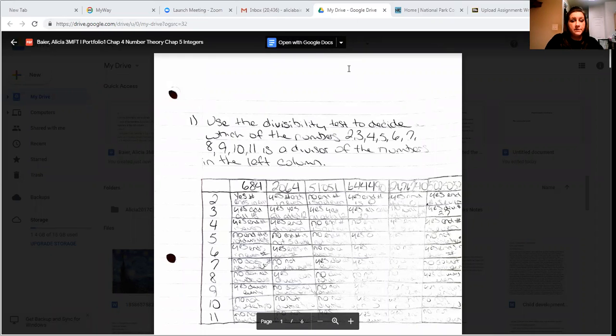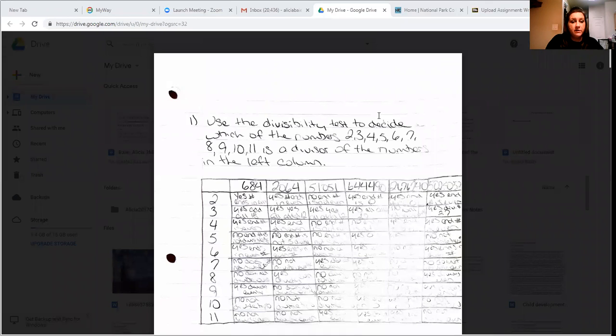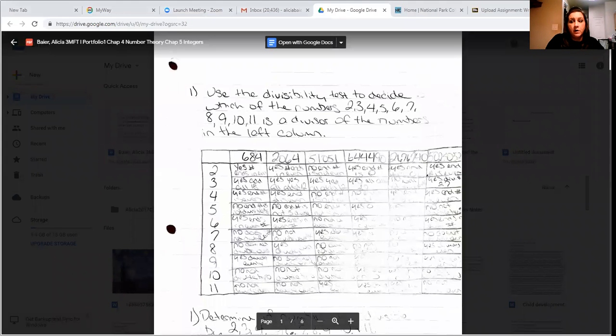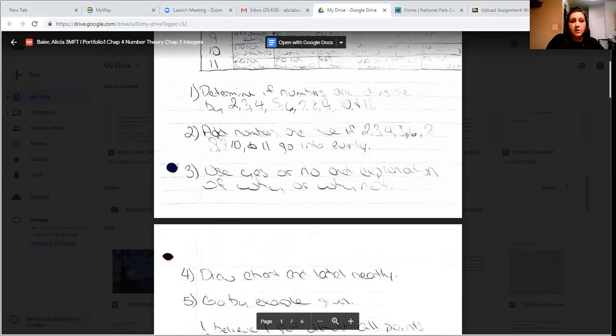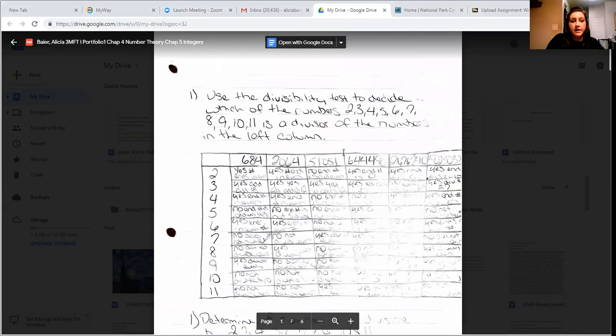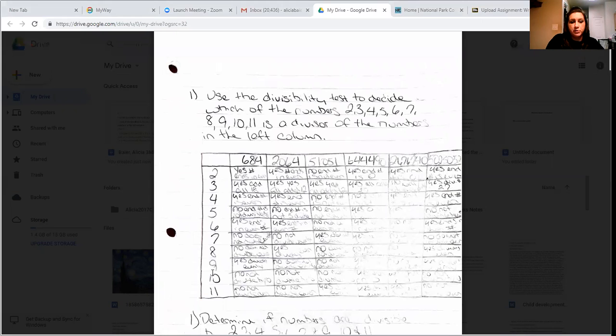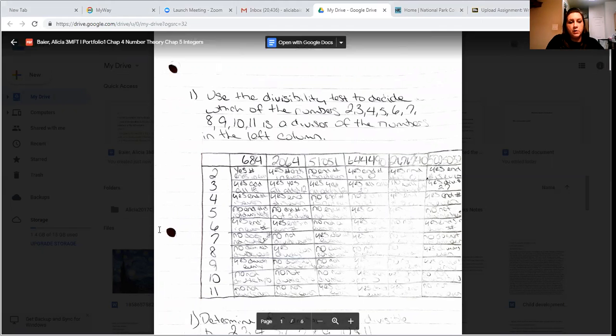Okay, the first one, using the divisibility test to decide which of the numbers 2, 3, 4, 5, 6, 7, 8, 9, 10, 11 is a divisor of the numbers in the left column. All I did was divide each of these numbers up here by these numbers to see if they were divisible by that number. And if it was, I wrote that it ends in even, or if not, I explained the reason why it was not.